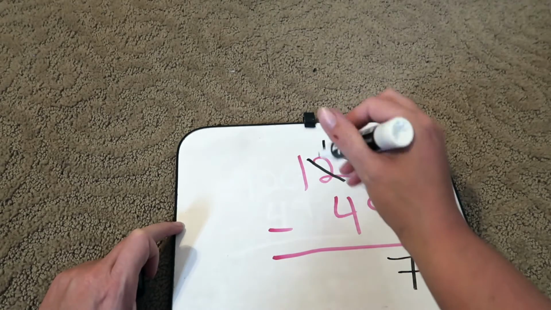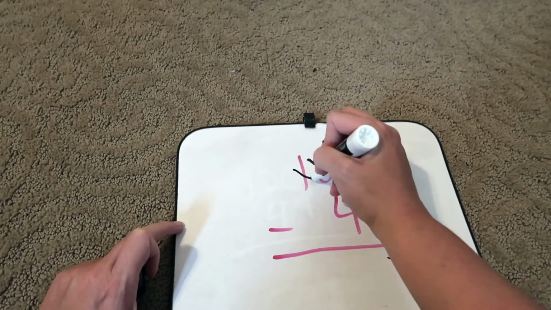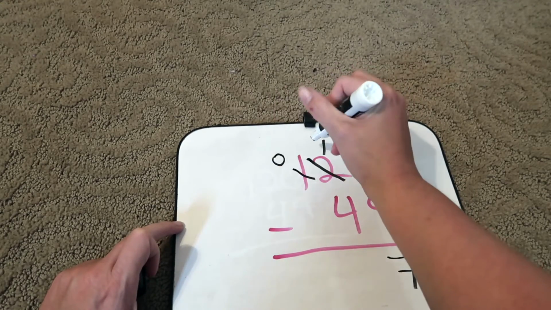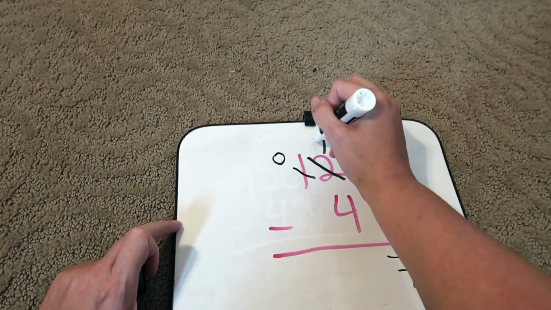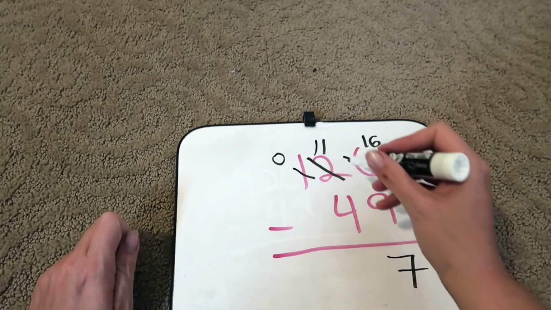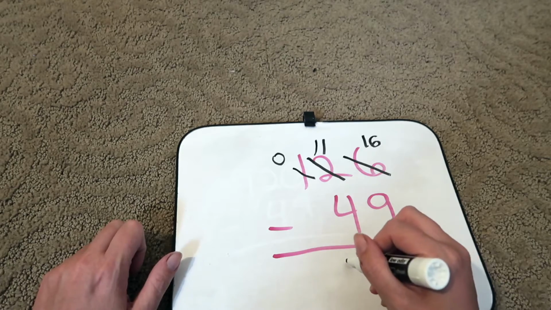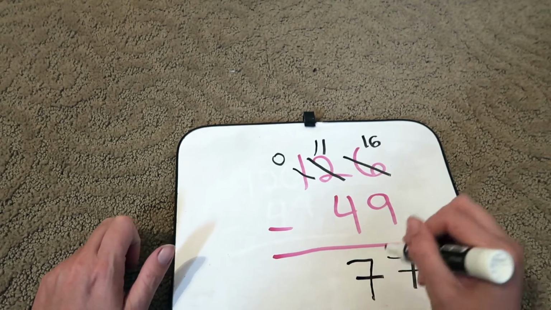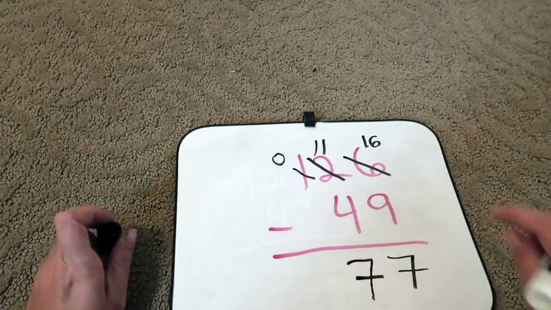And we can't do this, so we're going to borrow from here. Make this a 0. And we're going to make this an 11. And we're going to make this a 7 because 11 minus 4 is 7.